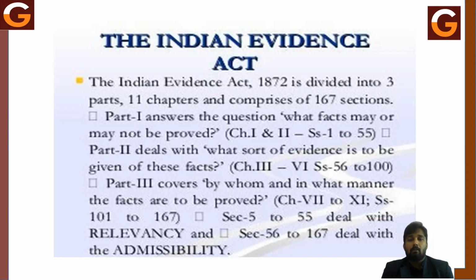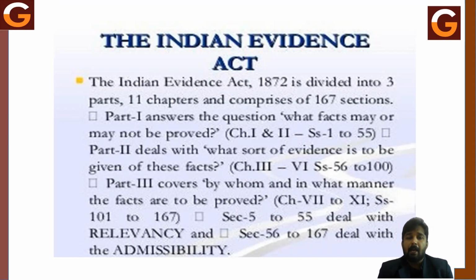And out of the three parts, part 2 deals with what sort of evidence is to be given of these facts. For example, if a fact has to be proven, what type of evidence has to be given as proof for what type of facts, accordingly for each crime. So here section 56 to section 100 of the Indian Evidence Act deals with the overall type of evidence that has to be produced in the court of law.